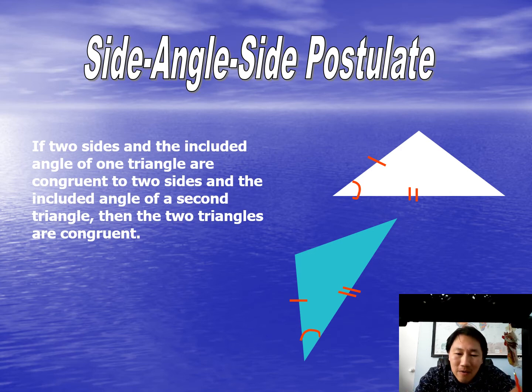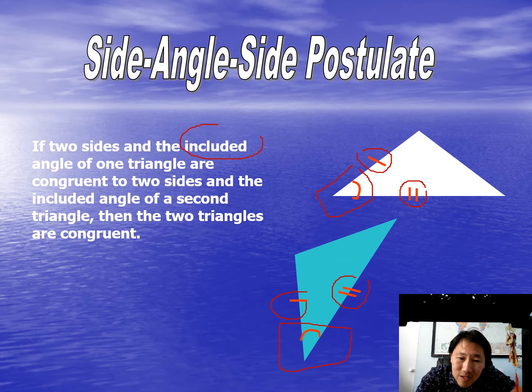So all of that just means, what if we don't have all three sides? What if we only have two sides? Well, if you only have two sides, then you also must need an angle. And not just any angle, it's included, which means it's in between the two sides. So that angle has to be in between the two sides for the two triangles to be congruent. Okay?